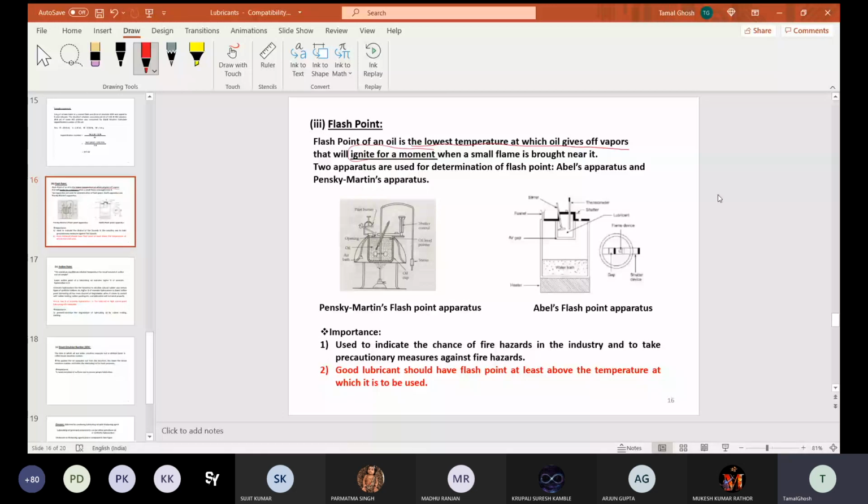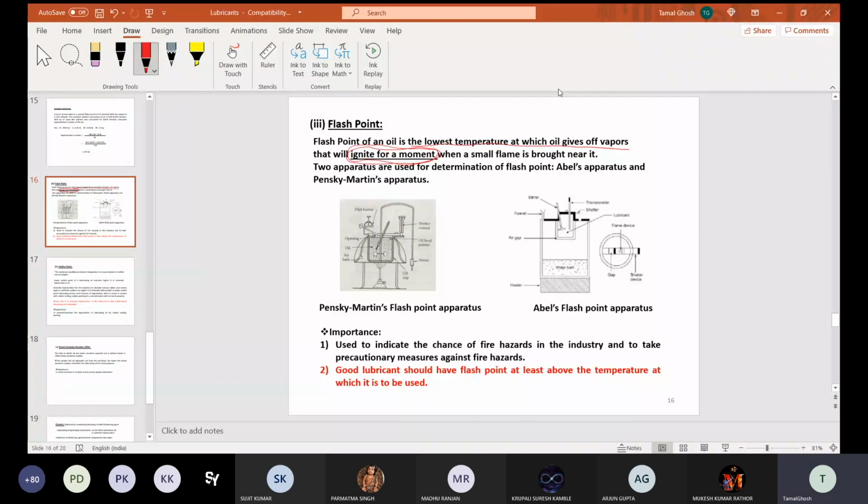So whenever we are heating, or the temperature of a lubricating oil is increased, vapor will be generated. Now, the lowest temperature at which that vapor will ignite for a moment when we are bringing a small flame or a source of fire, that is called the flash point.